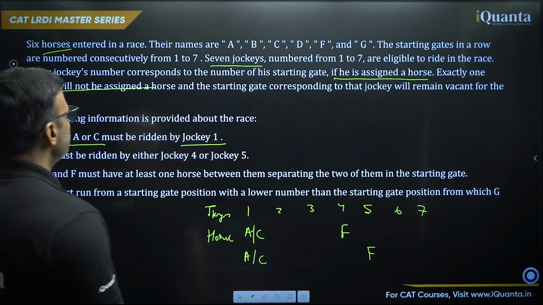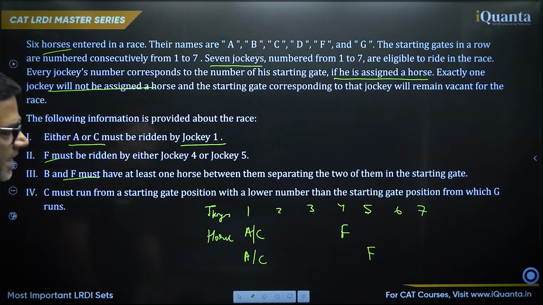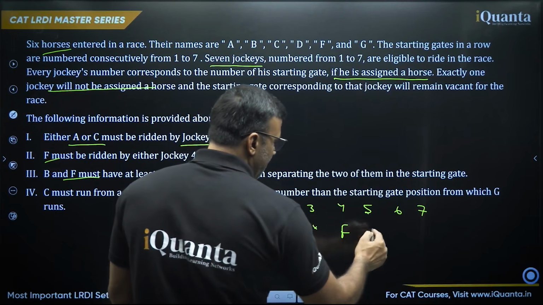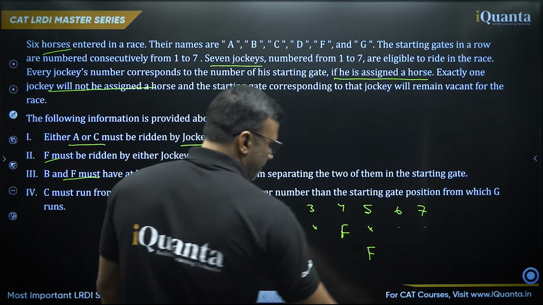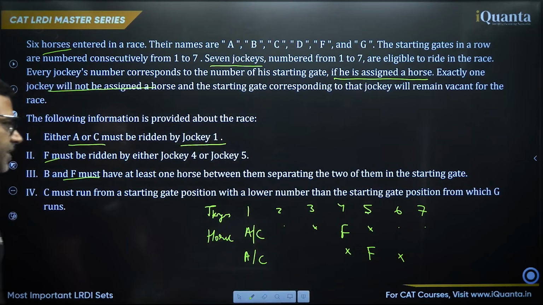Okay. B and F must have at least 1 horse between them, B and F. So if F is here, B cannot be here. It can be here or here or here for that matter. In this case, B cannot be here. Okay, so these are the situations that we are getting.